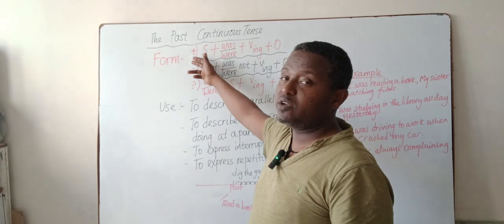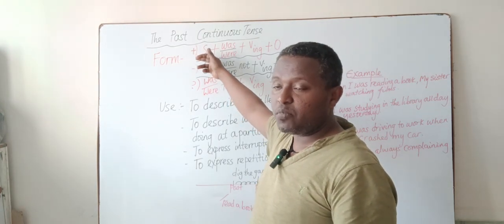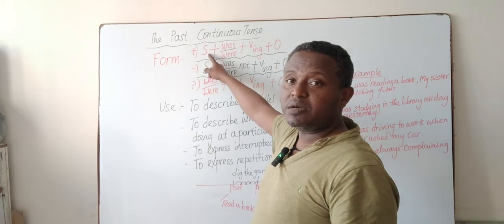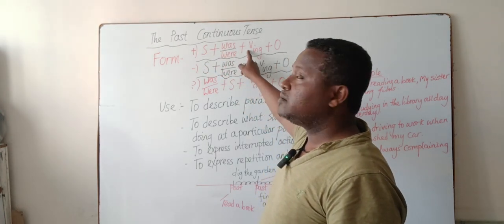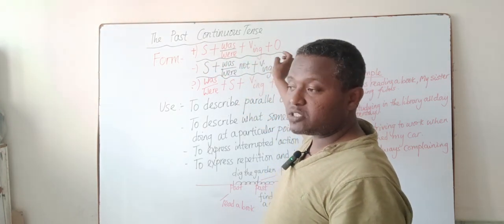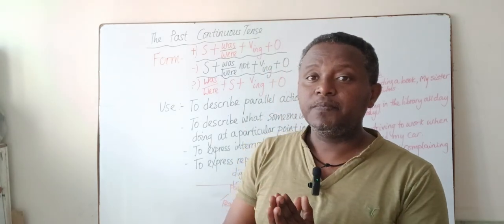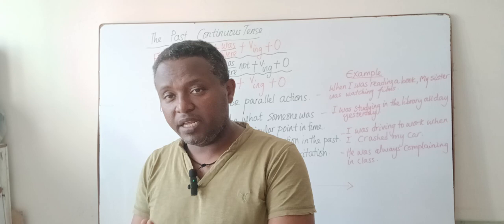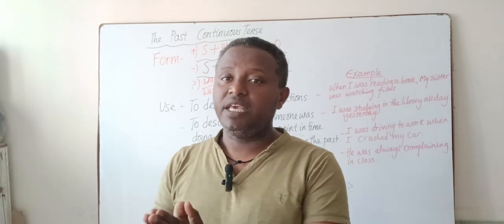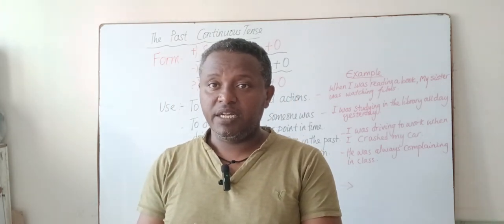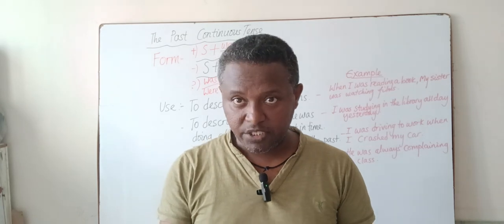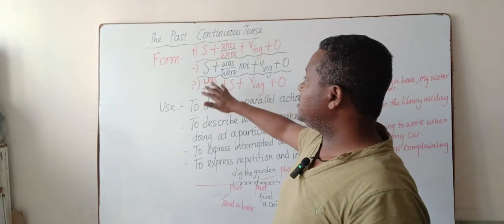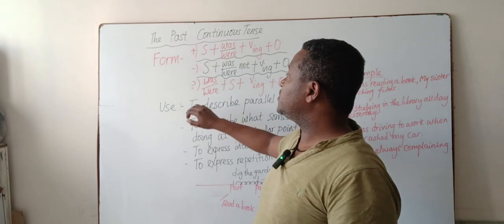The first one is when we want to construct a statement or positive statement. How are we going to construct it? We use subject plus was or were plus verb ing plus object, which means I was learning English, or we were learning English. I was teaching English, or we were learning English. So that is the positive structure.